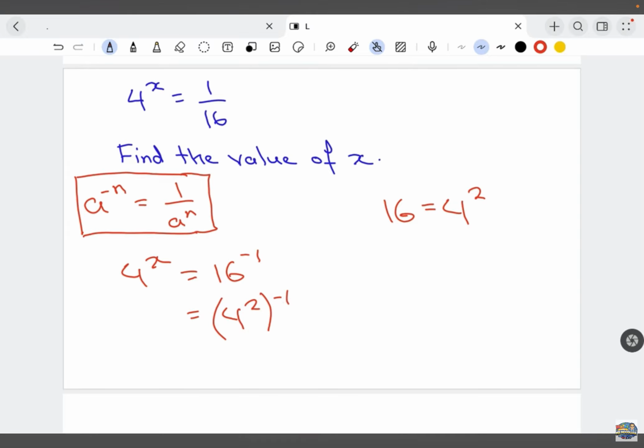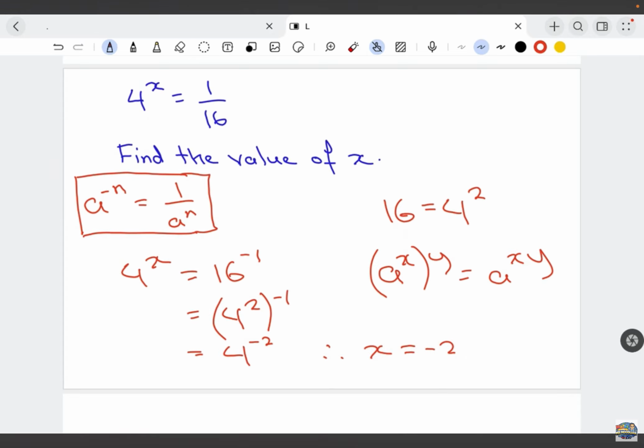And then I'm going to apply another index law, which is a to the power of x in bracket y, that is the same thing as a to the power of xy. So our final answer would be 4 to the power of minus 2. Therefore, x must be equal to negative 2.